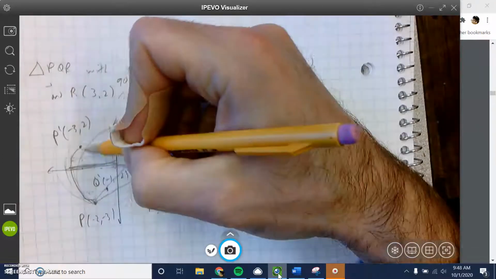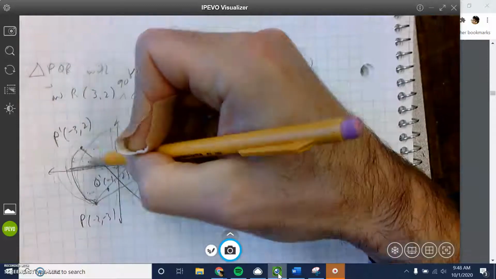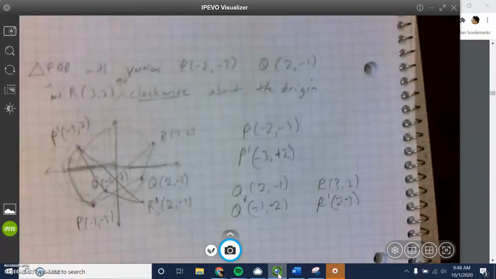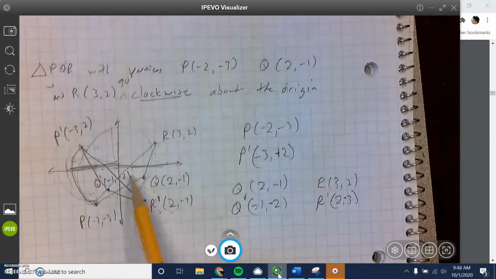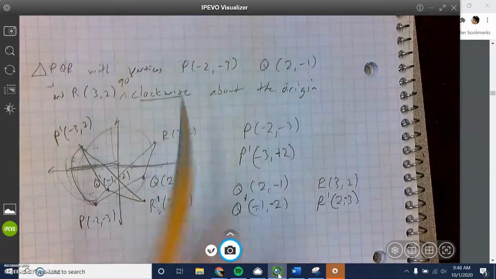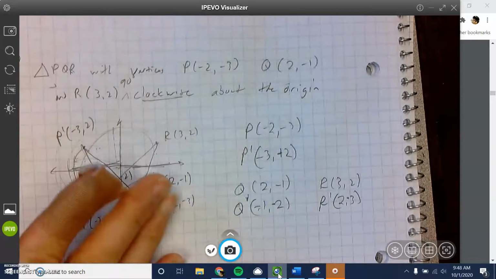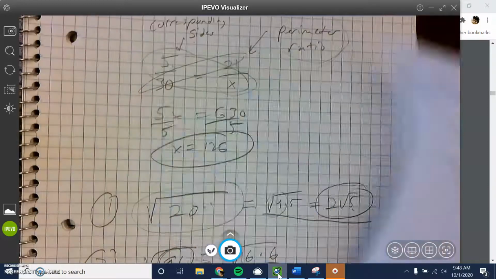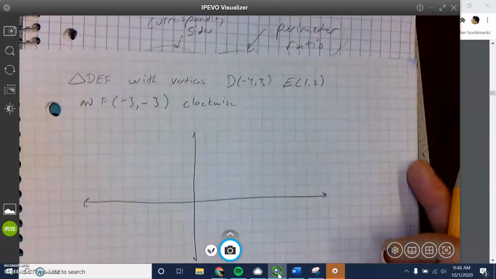So R prime, Q prime. Notice how it is congruent. That's how I know I have it right. And it was rotated 90 degrees clockwise about the origin. Got it. All right, now you're going to do one all on your own. Check it out. Bam, here you go.